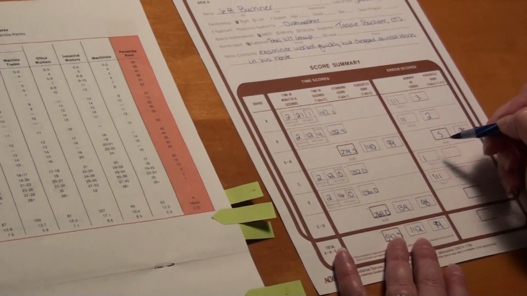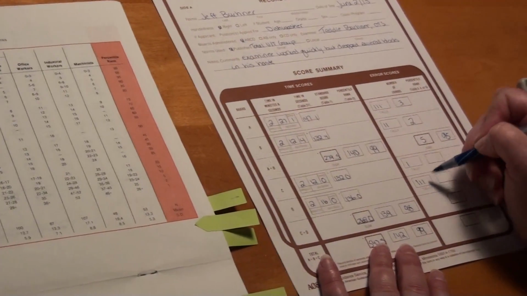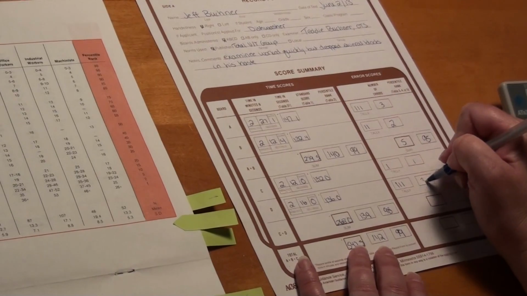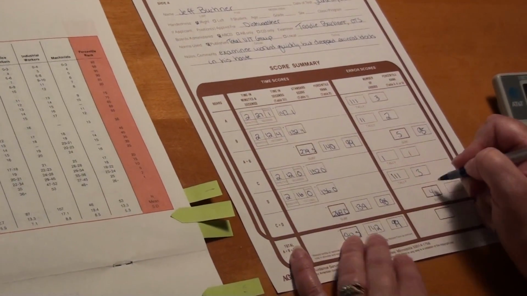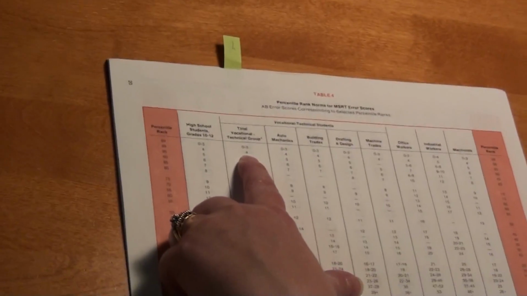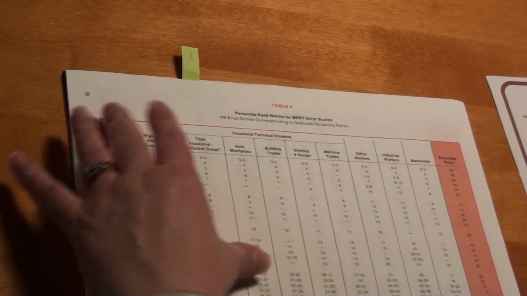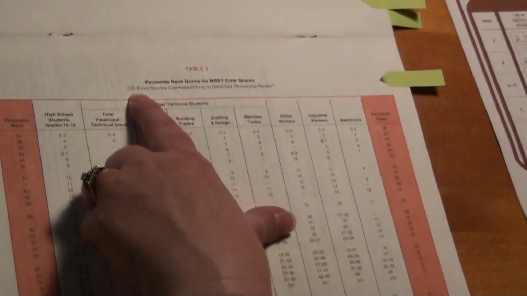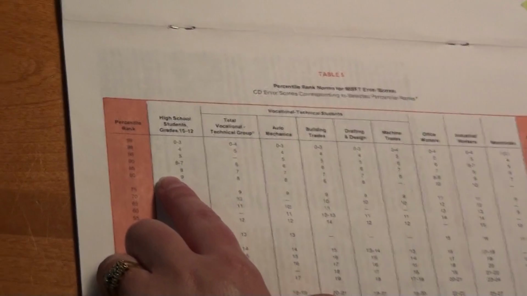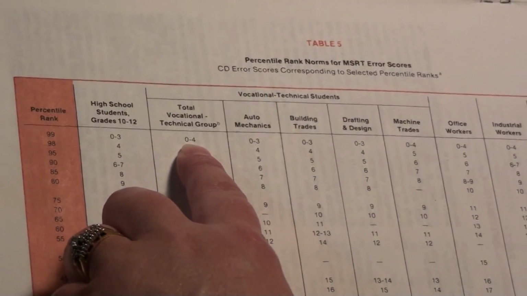When we look at the error totals for boards C and D, he has 1 and 3, which gives him a total of 4. Looking that up, that puts him in the 98th, oh sorry, I have to go to a different table. I have to go to table CD, and a total of 4 puts him in the 99th percentile for his group.